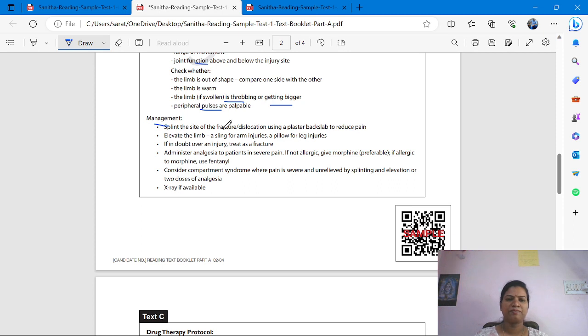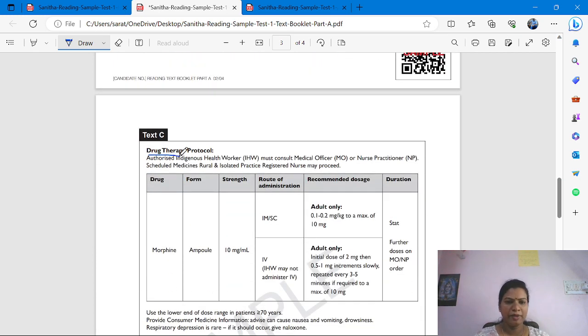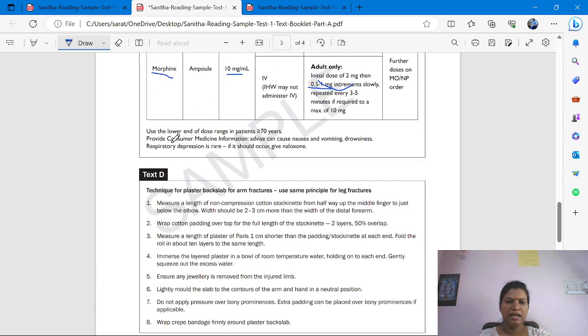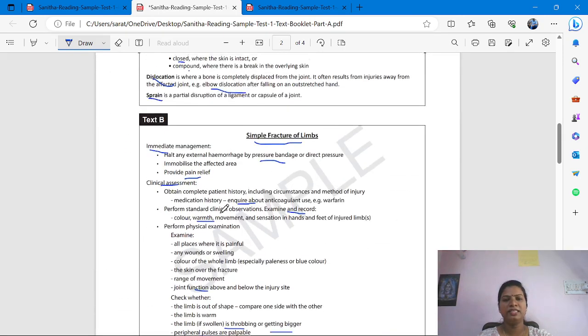Management, fracture, dislocation, plaster back slab, elevate the limb, morphine, fentanyl, X-ray. Okay, drug therapy protocol: indigenous health worker, medical officer, nurse practitioner, morphine IM, 10 mg strength, 0.1 to 0.2 mg per kg, maximum initial dose 2 mg, then 0.5 mg, and provide consumer medicine. Respiratory depression, naloxone, very, very important. Technique: what are the techniques? Just make an underline under numbers, nouns, whatever you see, and images. You will get an overall idea: extra padding, wrap, crepe bandage. This is how you find the keywords.